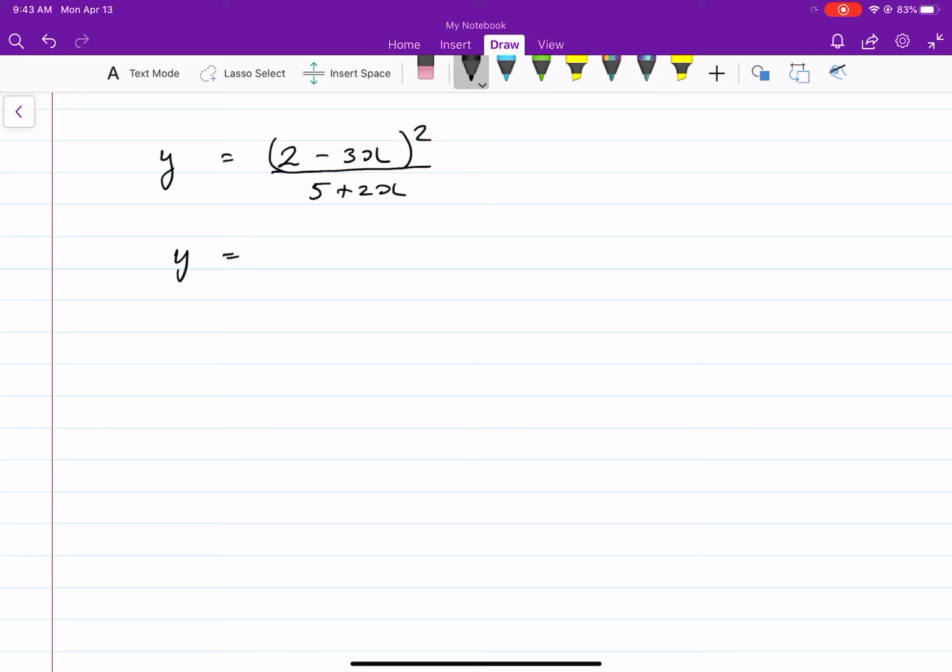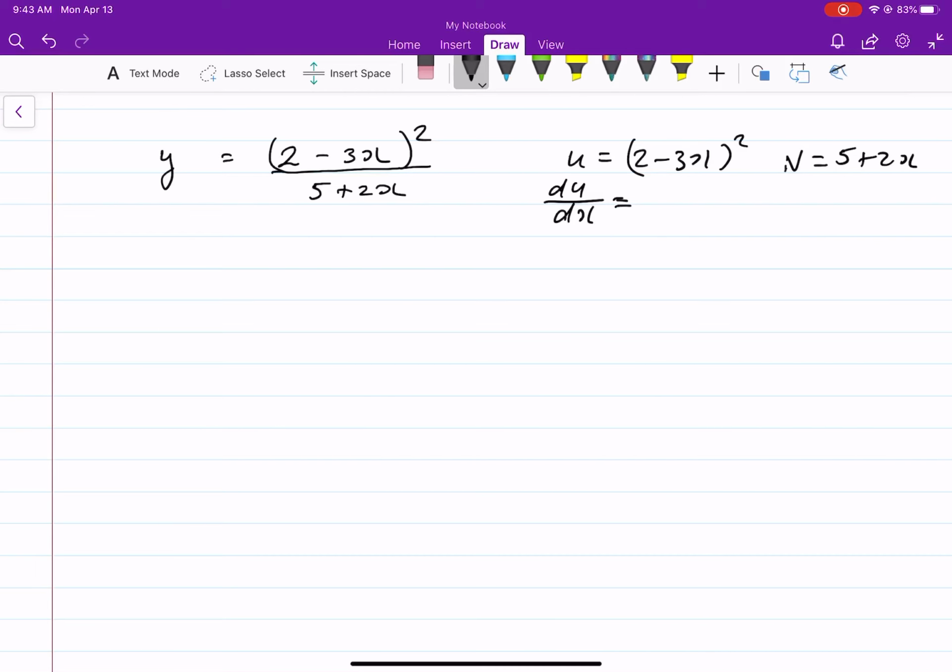Y is equal to, well, I have it there already. The numerator is u. Remember, u is v, the denominator is always v. U is equal to 2 minus 3x, all squared. And v is equal to 5 plus 2x. To get du dx, I will need to use the chain rule.